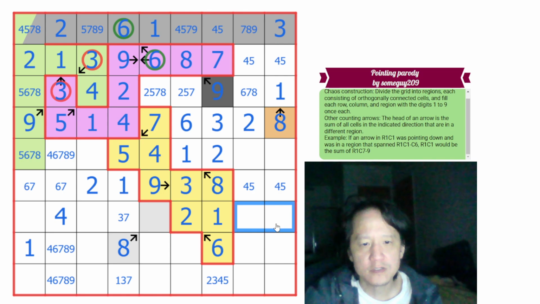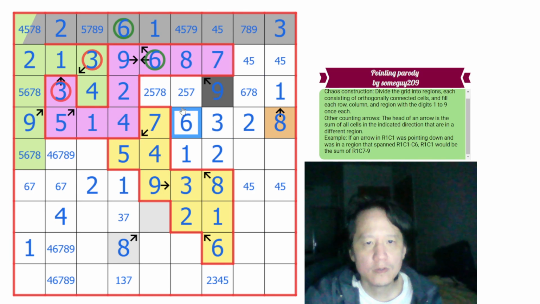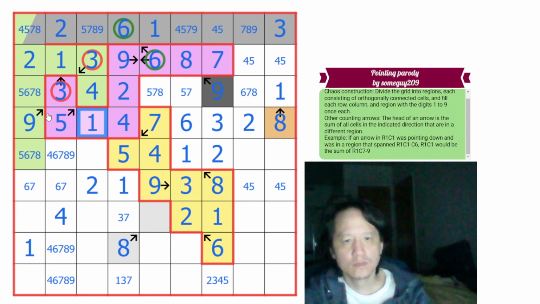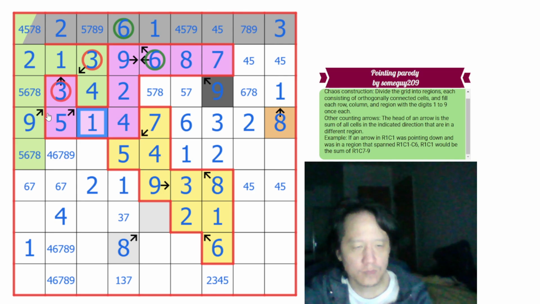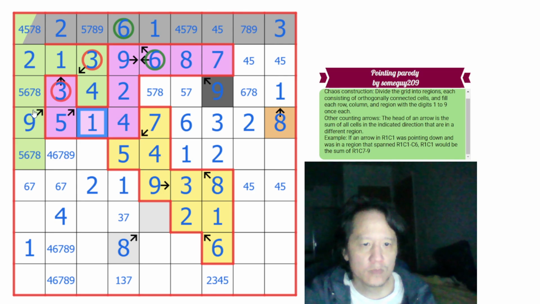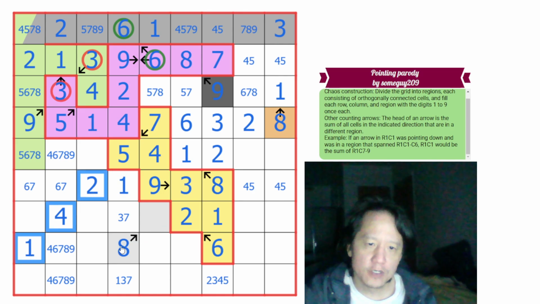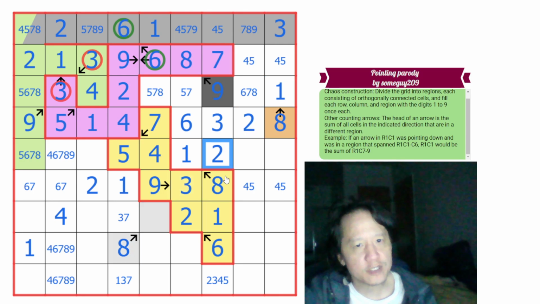So this is... This can't be 2 anymore. This can't be 2. Okay. This is a separate region. Okay, so all the separate regions are done, I believe, right?